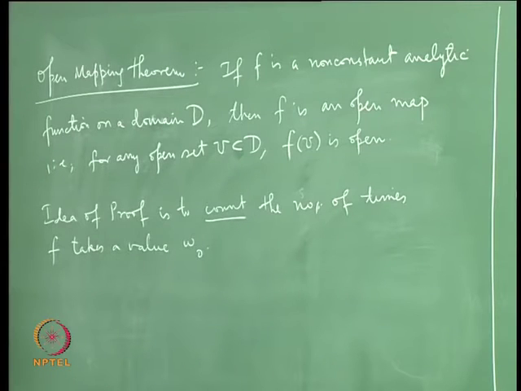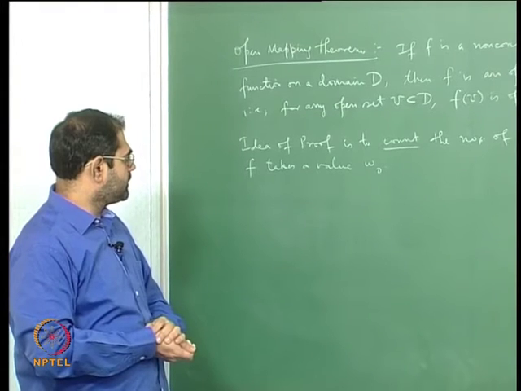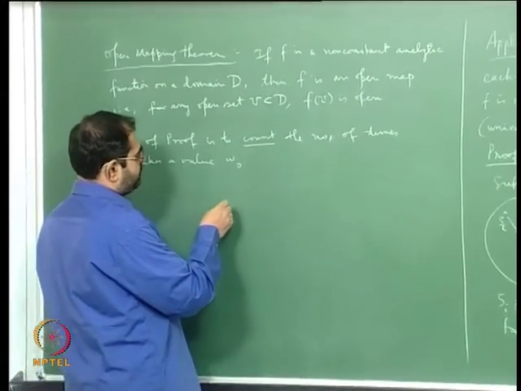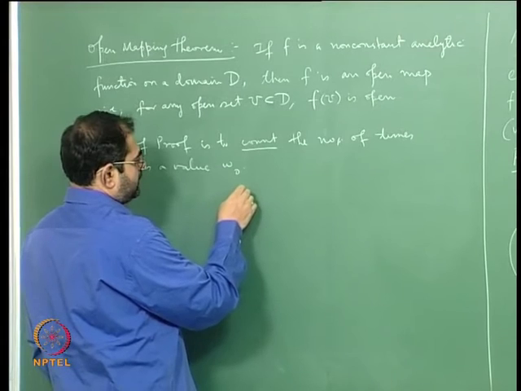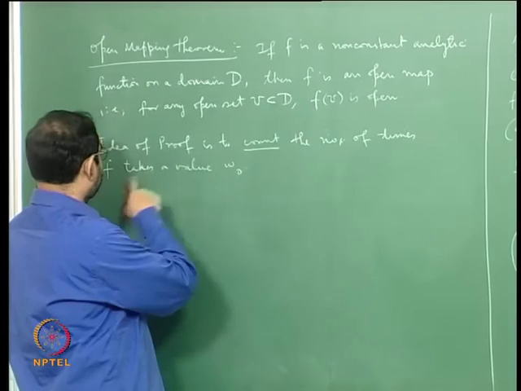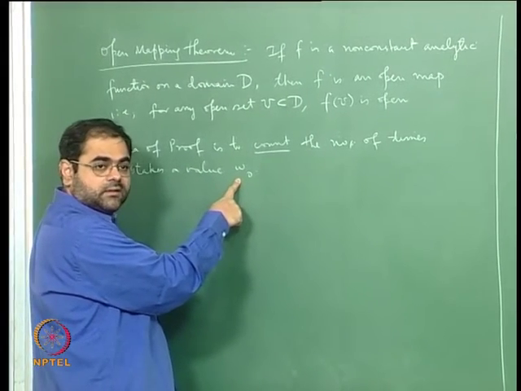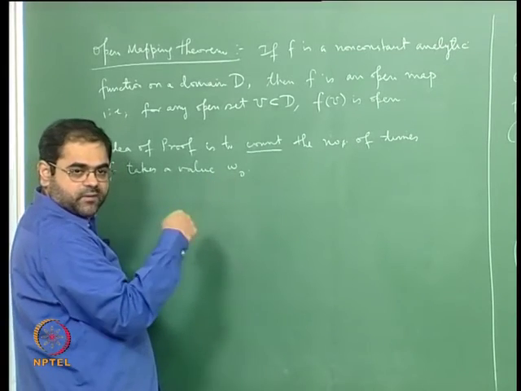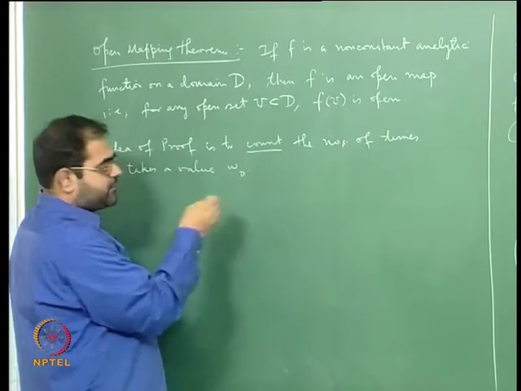So again it's the counting principle, the argument principle. Not only do we count the number of times f takes a value omega naught, in fact, you also let this omega naught vary. Let me explain that.